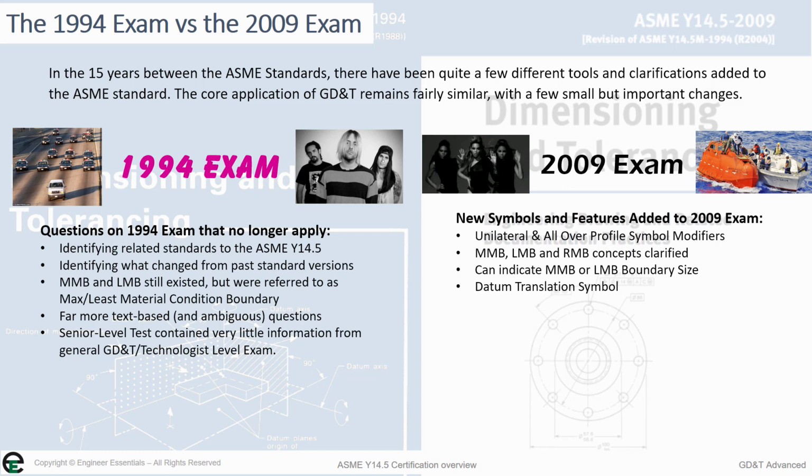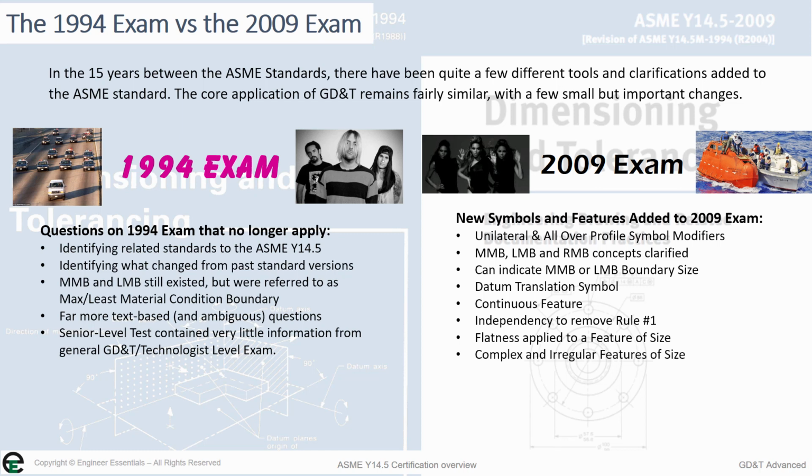We have the new Datum translation symbol. You can use multiple features as a continuous feature. The independency symbol was added and clarified to remove rule number 1 if needed. Flatness could now be applied to a planar feature of size. Originally, you had to do this with straightness. Complex and irregular features of size were also defined and clarified in this standard. You could define custom degrees of freedom in your datum reference frame, or define your datum reference frame as a custom frame itself. And finally, you could use movable datum targets.